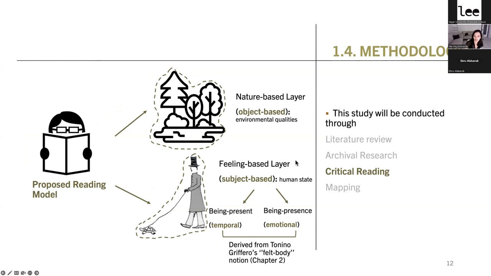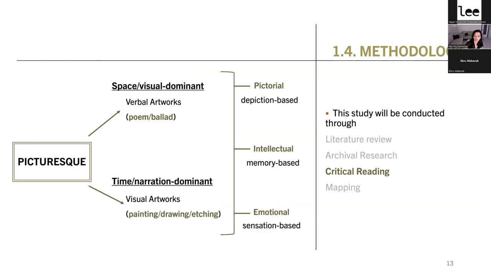The proposed reading model is based on the nature-based layer and the feeling-based layer, and they respectively correspond to the environmental qualities and human state definitions of Gernot Böhme. And due to the vast picturesque archive, I also provide subgenres while discussing the verbal and visual artworks. These are based on the inside of the picturesque and called pictorial, intellectual, and emotional. These also correspond to the depiction-based, memory-based, and sensation-based side of the picturesque, respectively.